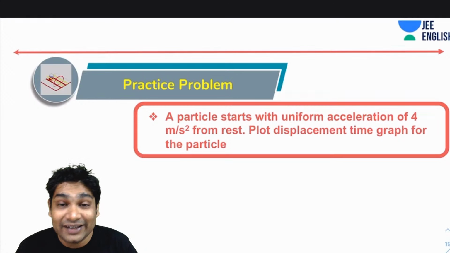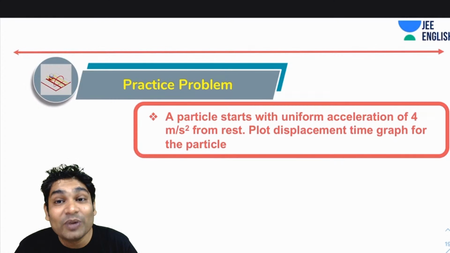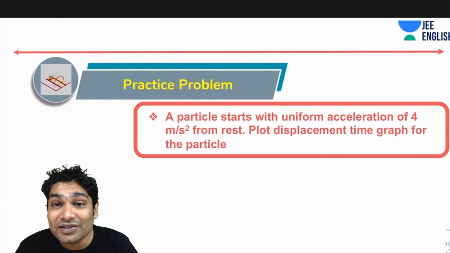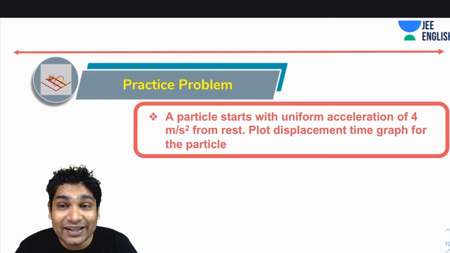Alright, so let's go ahead and try a practice problem one more time. You've been told that a particle starts with uniform acceleration of 4 meter per second square from rest. Plot the displacement time graph for this particle. Alright. So how will you do that?